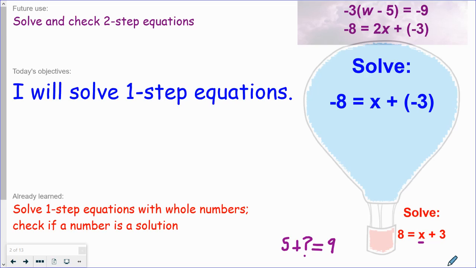Our objective today is that I will solve one-step equations. We're going to start off with just addition and subtraction, and then move on to multiplication and division. What's different from what you learned last year is that now we have negative integers and rational numbers. You need to know this because our next section is two-step equations. We got to start off with baby steps and then keep working our way up.